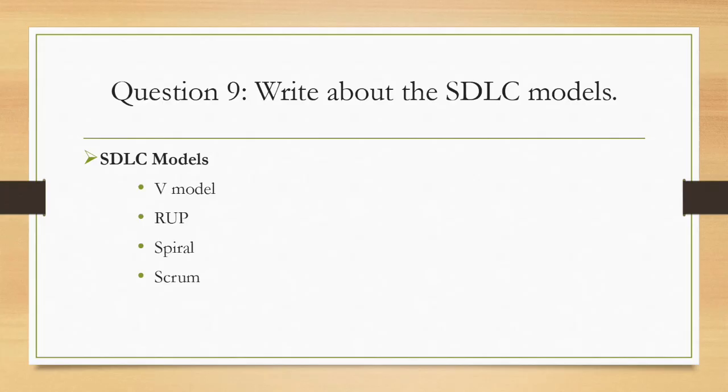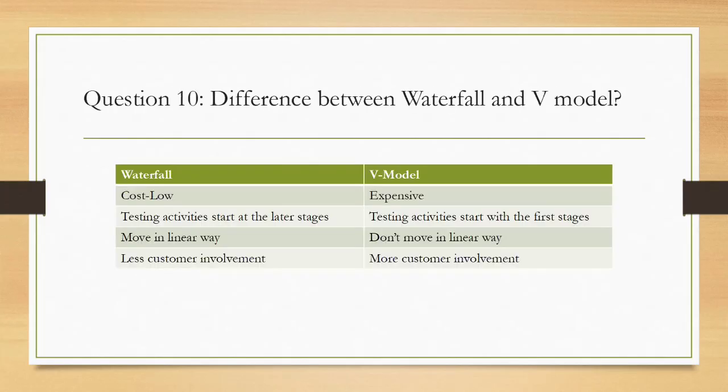So what are the models we are having? Like waterfall, V, RUP, spiral, Scrum. So whatever models we will be having, you need to write down about those models. Okay. And coming to the differences between waterfall and V model, you will be writing down a few differences.